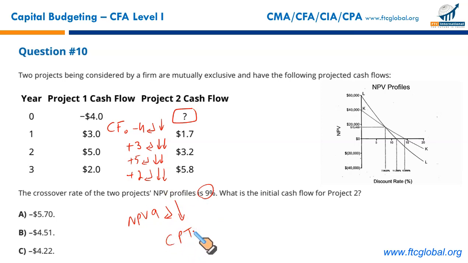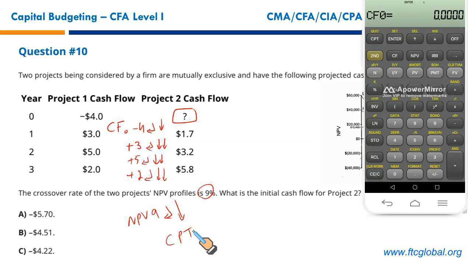Now let us do all this in the financial calculator and see what the NPV is. Cash flow at year 0 is -4, enter, down arrow key. Cash flow for year 1 is 3, enter, and down arrow key twice, because it's a single cash flow. Cash flow for year 2 is 5, enter, down arrow key twice. Cash flow for year 3 is 2, enter, down arrow key twice.